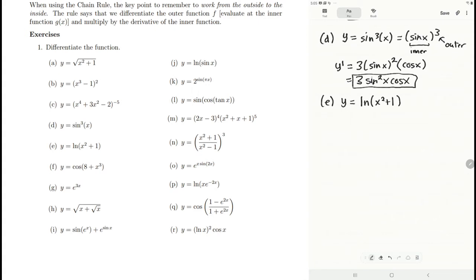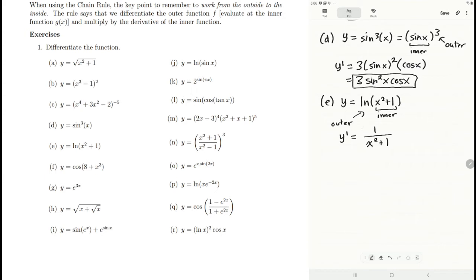Now the next example, we have y is equal to the natural log of x squared plus 1. So here the inner function is x squared plus 1. The outer function is the natural logarithm. So we deal with the outer function first. So we need the derivative of the natural log, which is the reciprocal function. So it's going to be 1 over the inner function. Okay, so we leave the inner function unchanged, which is x squared plus 1.